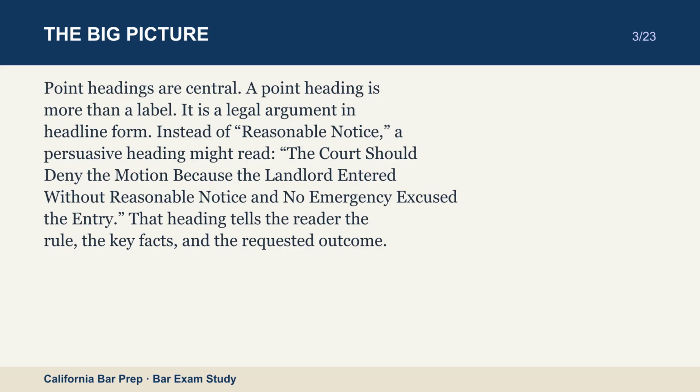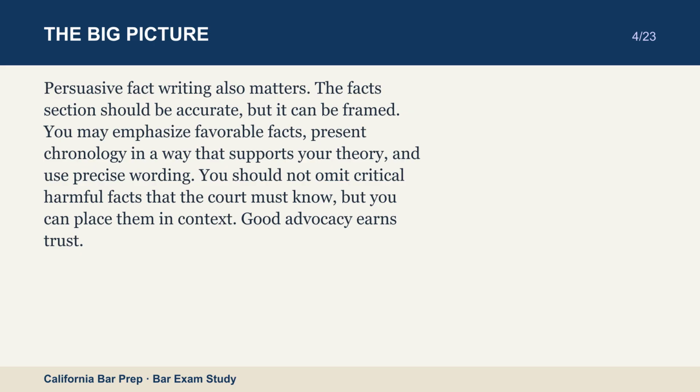Persuasive fact writing also matters. The facts section should be accurate, but it can be framed. You may emphasize favorable facts, present chronology in a way that supports your theory, and use precise wording. You should not omit critical harmful facts that the court must know, but you can place them in context. Good advocacy earns trust.